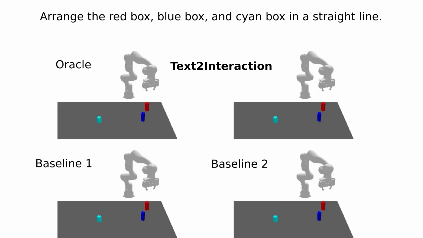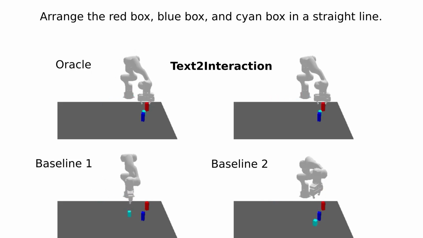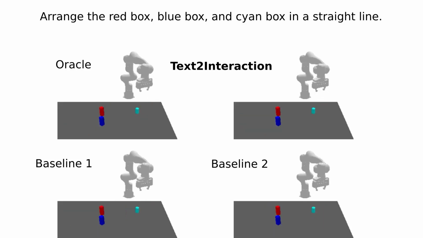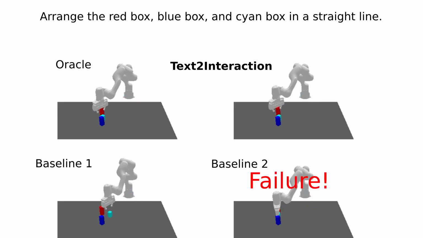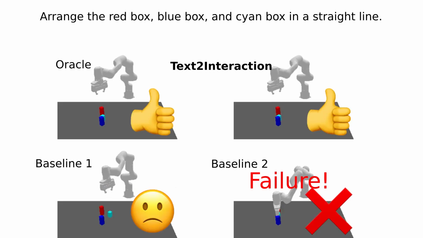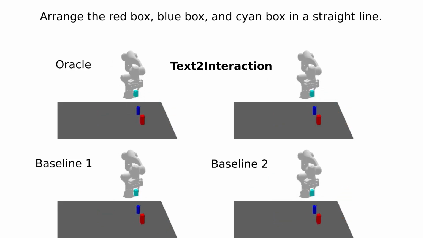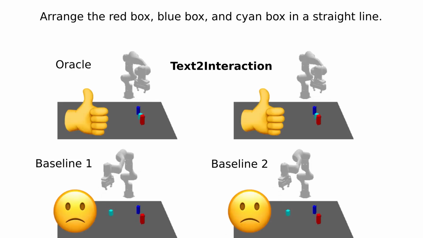These results are exemplified in the next 3 rollouts, where the robot should place the cyan box in a straight line with the blue and red box. Baseline 1 only optimizes for task success, so the preferences are usually not met. In this next example, baseline 2 failed due to an action that is slightly more preferable, but riskier. In the final example, baseline 2 only maximized for task success and ignored the human preference entirely. Compared to the 2 baselines, text-to-interaction reliably found successful plans that strongly aligned with the oracle behavior.